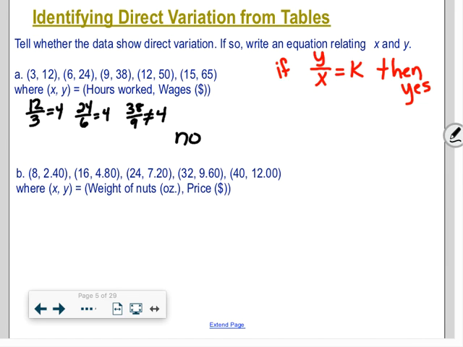Alright, so letter A, did you guys get no? It started to look like it was going to be pretty good, but when I took 38 divided by 9, that was not 4. So that's a no. So there's no equation to write.